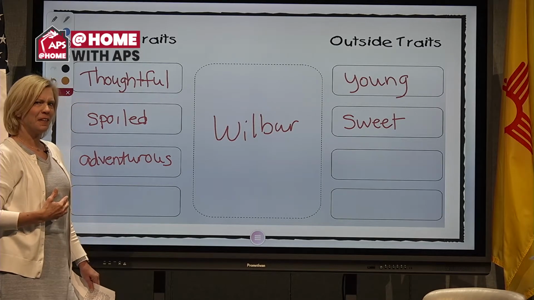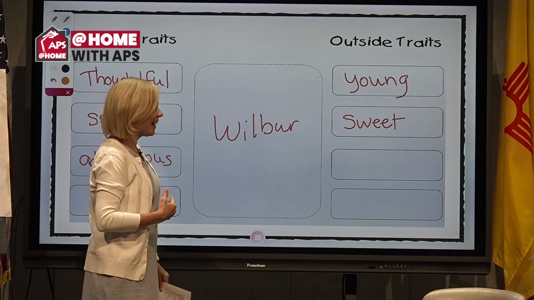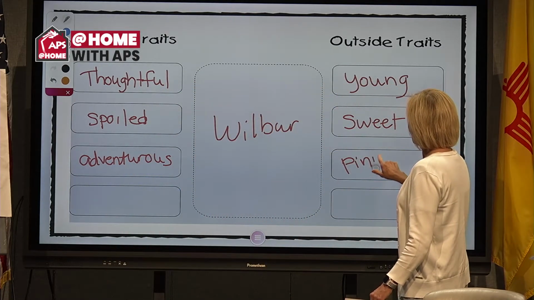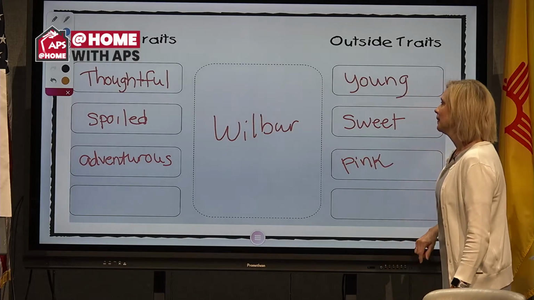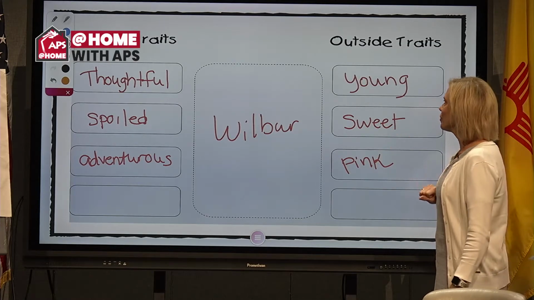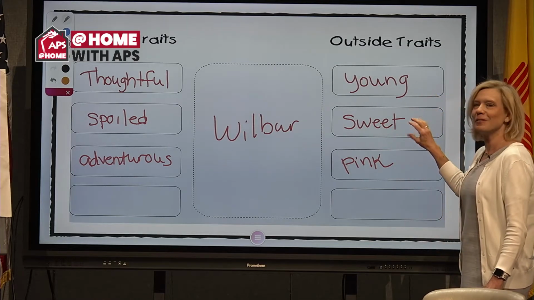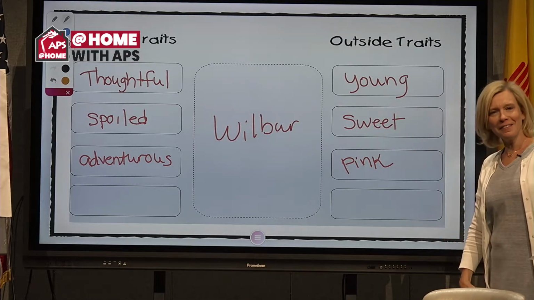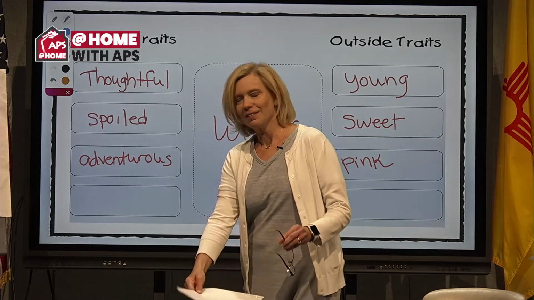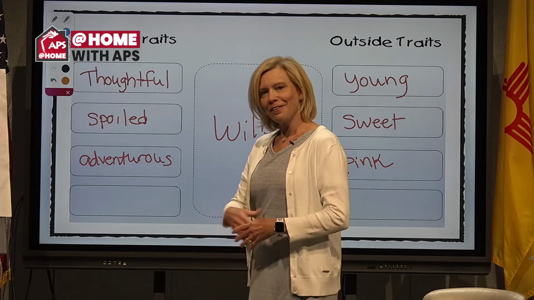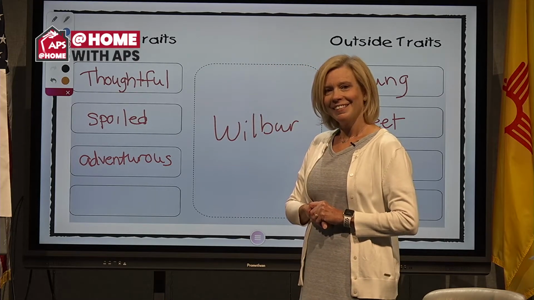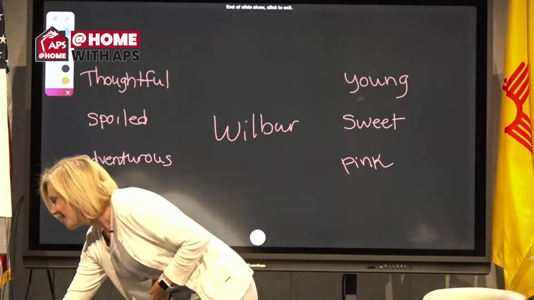What else do you see on the outside? I think he's pink. We could have that as a color, couldn't we? A little pink pig. So we have thoughtful, we have spoiled, we have adventurous, and we have young, sweet, and pink. They seem like an unlikely pair, don't they? Our friend Wilbur and our friend Charlotte. But they get together and they help each other, believe it or not. So I really want you to read this story and see the ending of it.